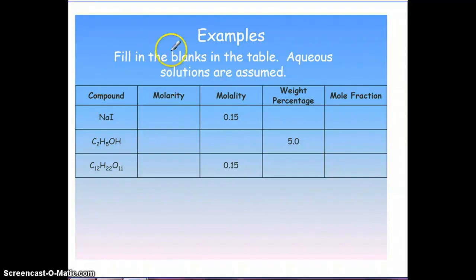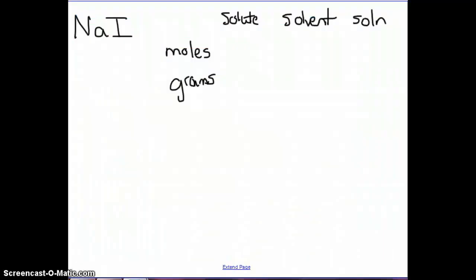Okay, here's my pen. Alright, let's see. So we're going to start with NaI. I'm going to work these on a separate page, and then we're going to come back and fill in our charts. If you remember when we first talked about how to do solution concentration conversions between all of the different units that we have, I said you need to make a chart. So here I've made a little chart: solute, solvent, solution, and then we've got our moles and our grams.